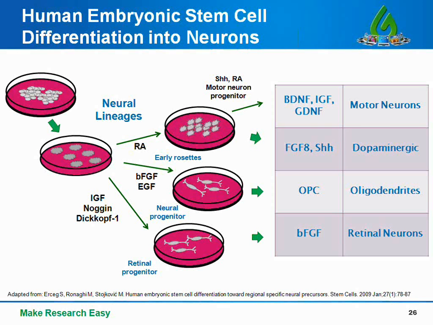Now, these neural rosettes can be further differentiated into either motor neurons or dopaminergic neurons based on the combination of growth factors added. Now, as I just described, adding sonic hedgehog to this culture in the presence of retinoic acid will promote motor neuron progenitor cell differentiation. From there, adding brain-derived neurotrophic factor in combination with glial-derived neurotrophic factor and insulin-like growth factor 1 for an extended period of time will differentiate these motor neuron progenitors into mature motor neurons.